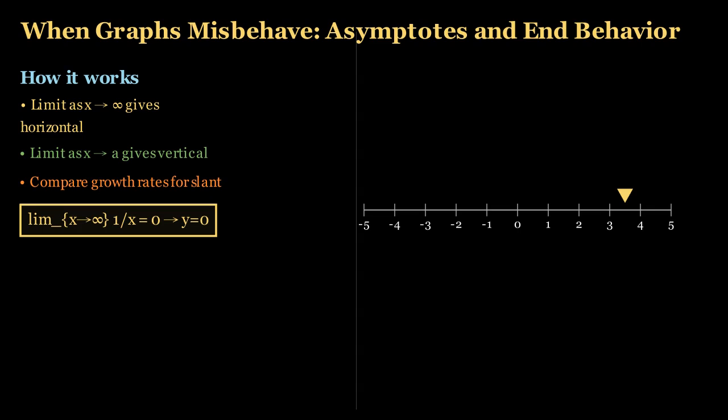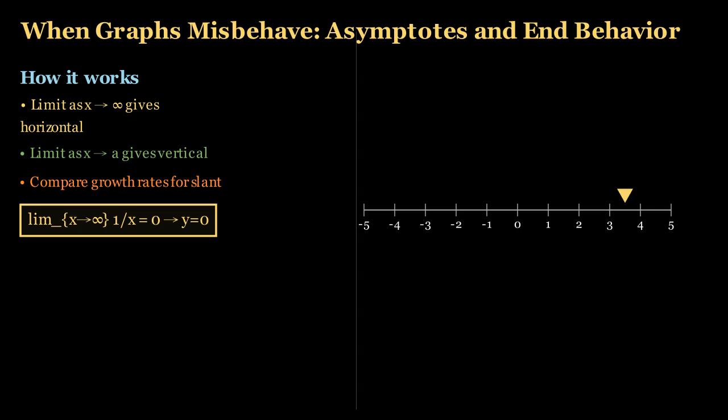Let's make this concrete with a real-world problem. Suppose you make a hot cup of tea at 80 degrees Celsius and leave it in a room that's 20 degrees. Newton's law of cooling tells us the temperature difference between the tea and the room halves every 10 minutes. So the temperature function is T(t) = 20 + 60 × (1/2)^(t/10).